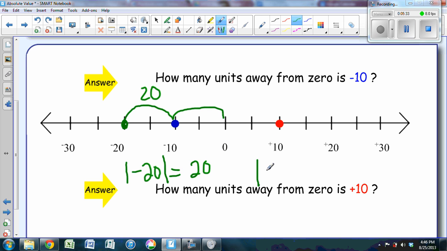The absolute value of 15. So 15 would be right here on my number line. And that would be 5, 10, 15 from 0. So the absolute value of 15 is 15.